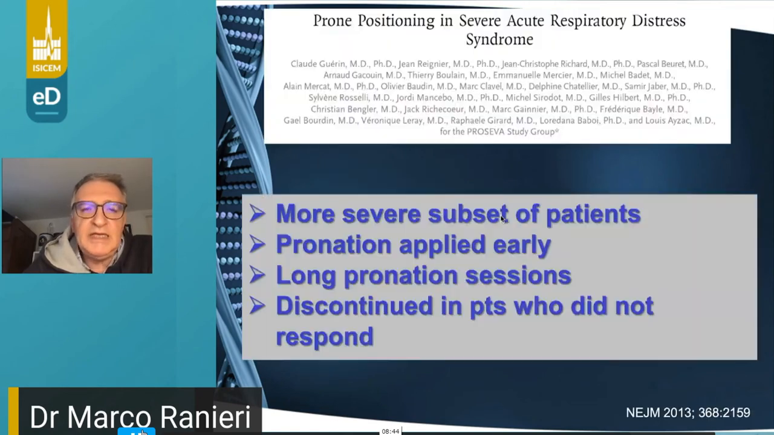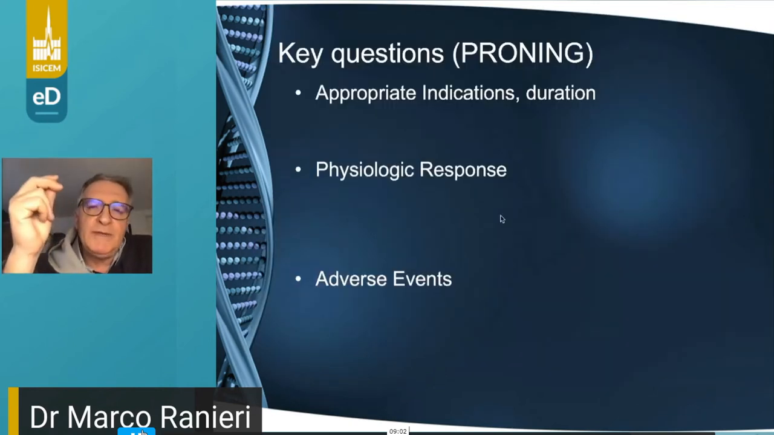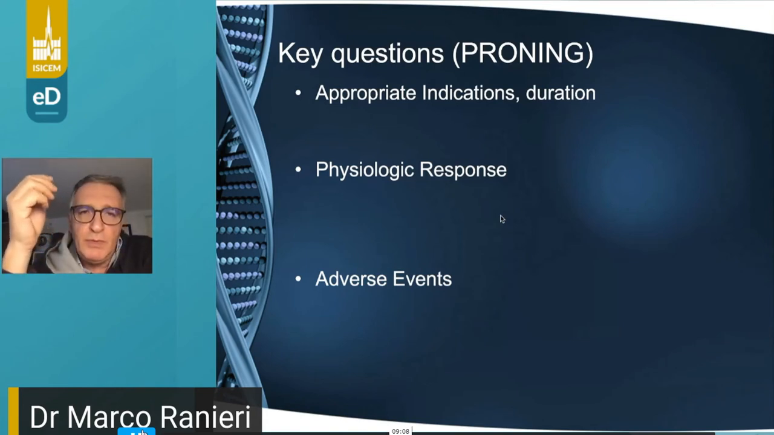So this is the rationale why we, the Berlin Definition Group, put the color blue to indicate that, to prone positioning, indicating that this is a procedure that must be applied in patients with ARDS. So what are the key questions that clinicians should take into consideration while deciding to put patients on prone position?